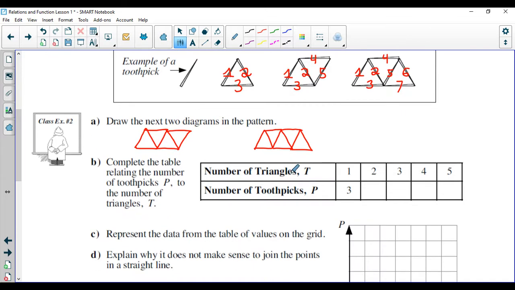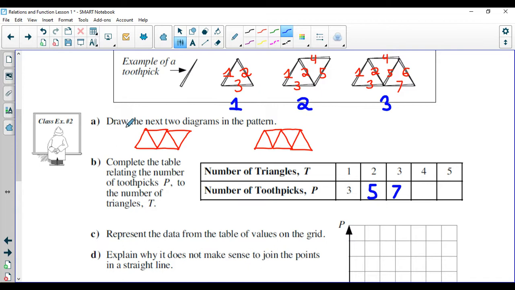Complete the table relating the number of toothpicks P. Okay, so we're going to use a variable to represent the number of toothpicks, that's P, to the number of triangles, and we're going to use the variable capital T to represent that. So if you look at the pictures up here, this first shape has 1 triangle, and it has 3 toothpicks in it. This second shape has 2 triangles, and it has 1, 2, 3, 4, 5 toothpicks. This third shape has 3 triangles, and it has 1, 2, 3, 4, 5, 6, 7 toothpicks.